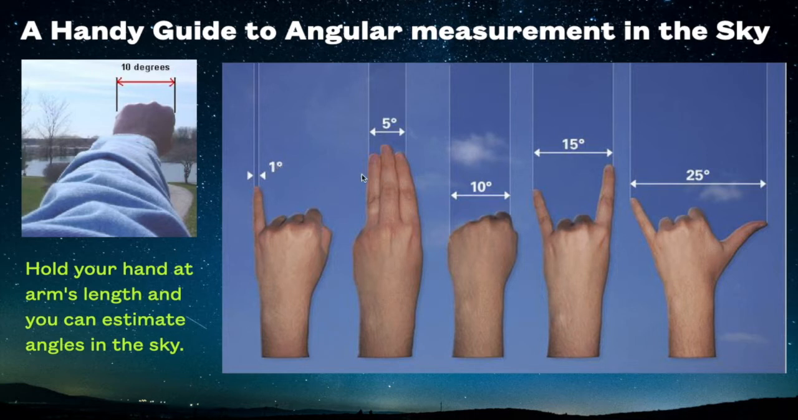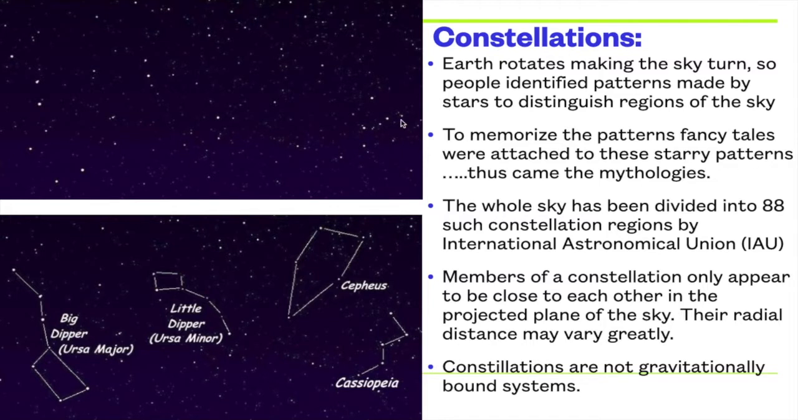The width of the index, middle, and ring finger together makes 5 degrees, and between your index and your little finger, the difference is 15 degrees. And if you stretch out your palm, the distance from the thumb to your little finger is roughly 25 degrees, and so on. So this is a handy way to measure the width or the angular separation of objects in the night sky. Let us also talk about constellations.